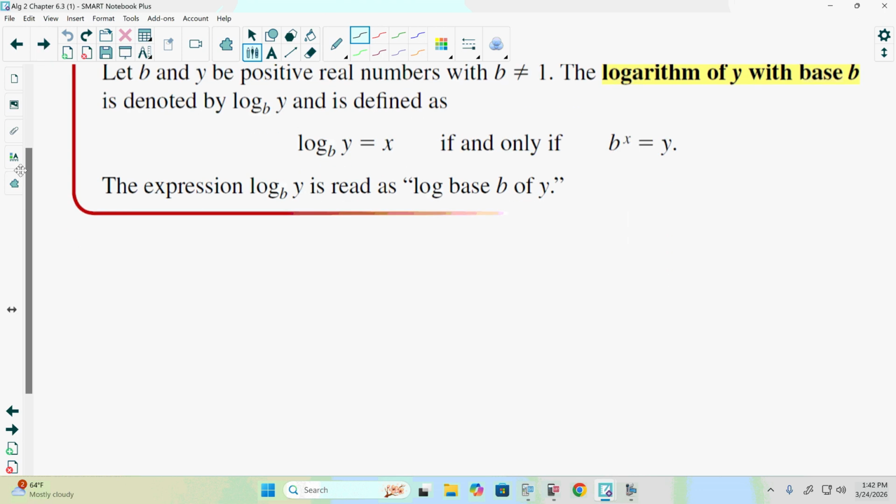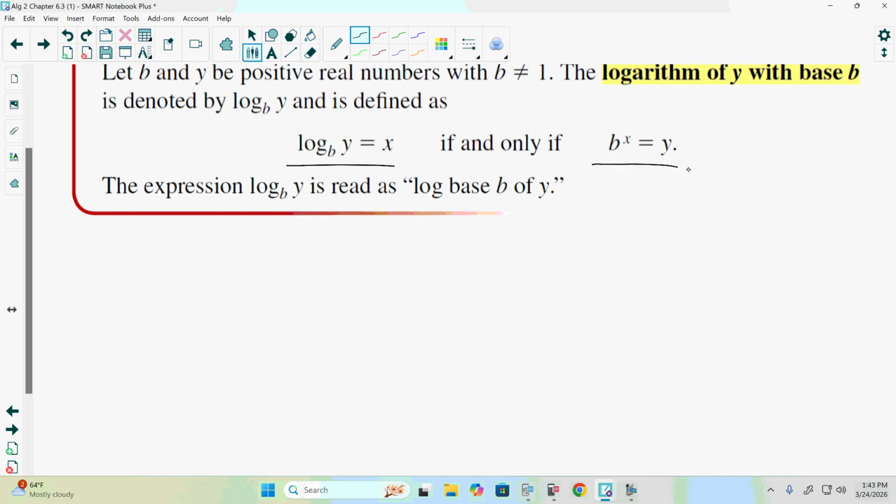Now, the first thing we're going to be talking about with these logarithms is this here. Log base b of y equals x if and only if b to the x is equal to y. Log base b of y equals x. This is true if and only if b to the x is equal to y. We can switch from one form to the other.